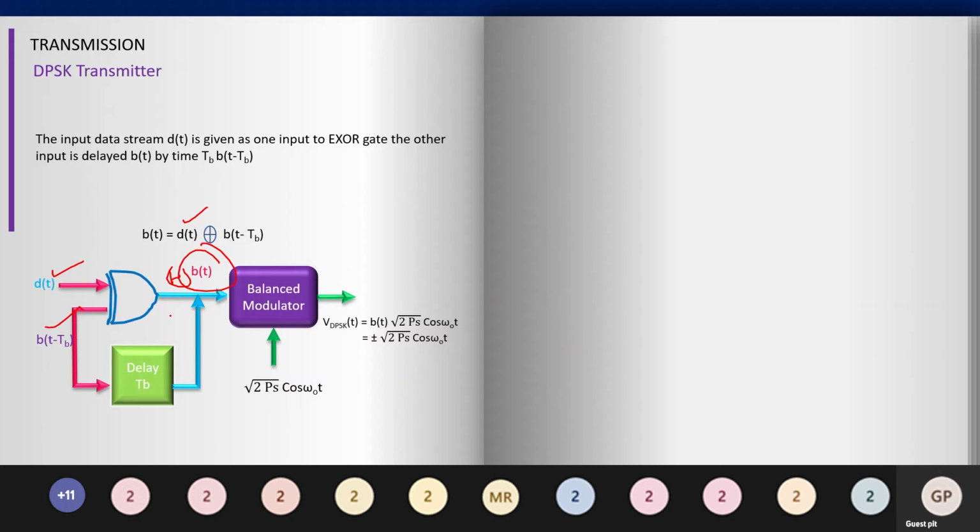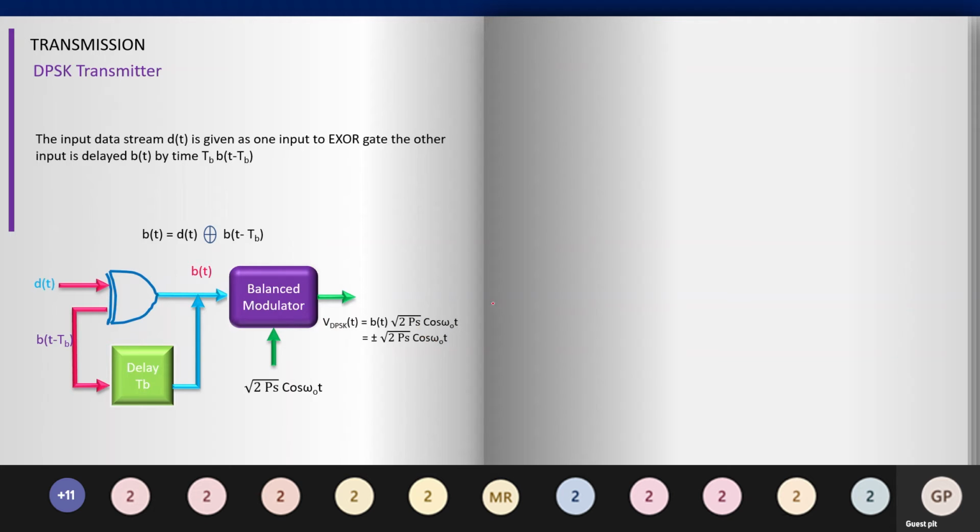Because DPSK is an advanced version of BPSK, why did we move from BPSK to DPSK? It's a very important point. They'll ask it for 1 mark in GATE. In BPSK we need a coherent carrier, but if you look at this transmitter, there is no need for a carrier. At the receiver side we'll talk about it.